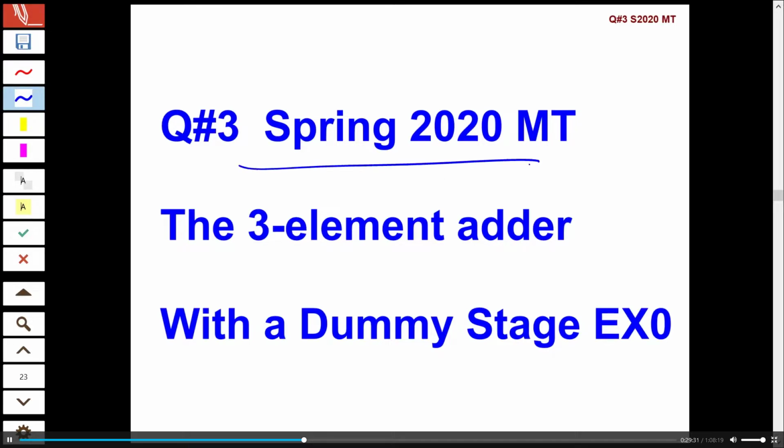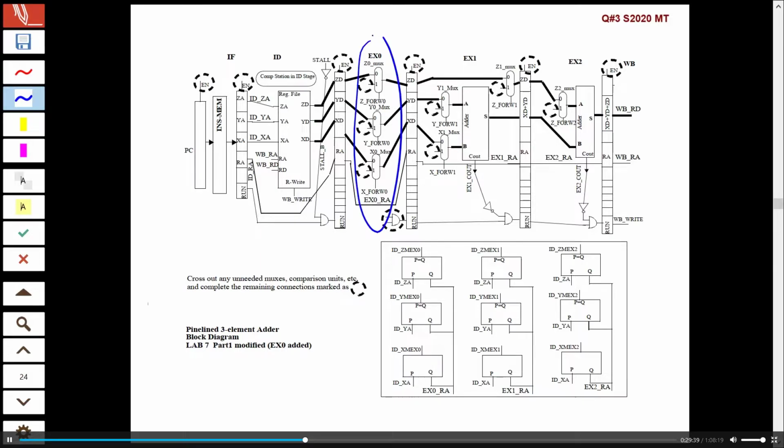Next question is this. We added a dummy stage to the 3-element adder, and this is the dummy stage EX0. Otherwise, everything else is the same. So how does that work? At the initial look, people may jump to the conclusion that, oh, it is going to increase stalling, increase forwarding. The latter is correct. Yes, there is more forwarding, but increased stalling is not true here.